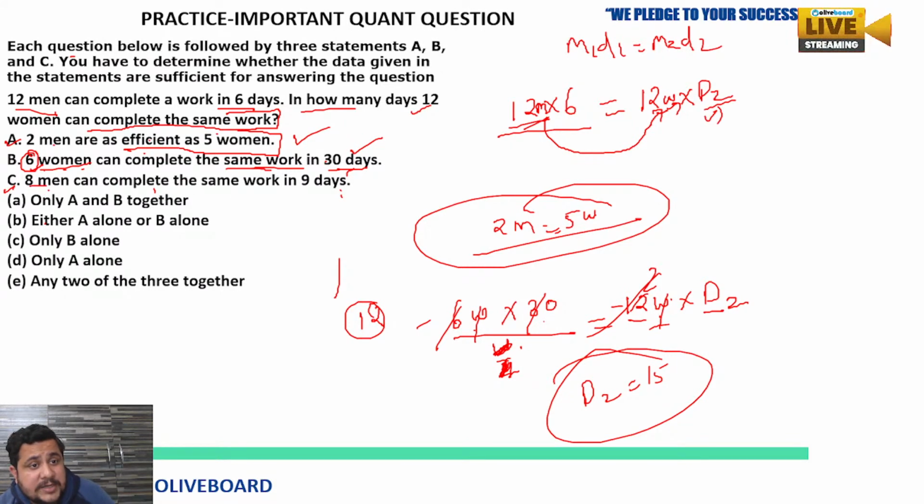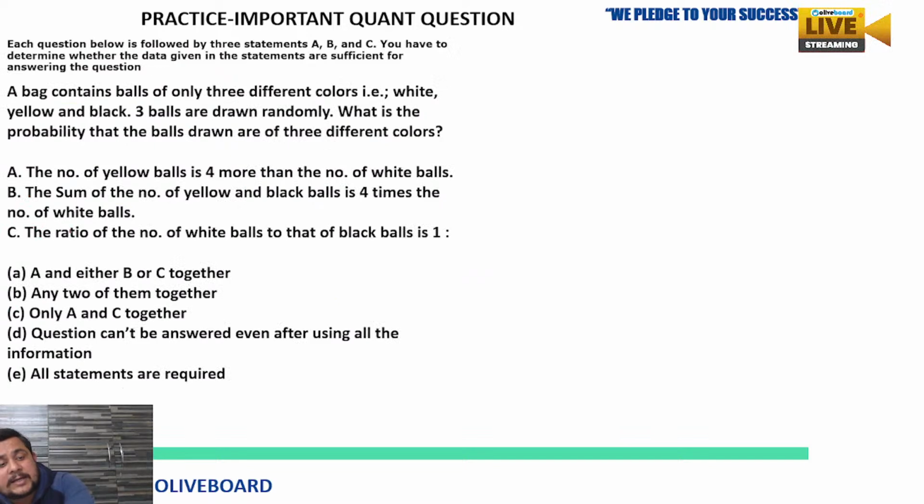Now option C, 8 men can complete the same work in 9 days. So now we are having only men data here, but we need the women. So statement A alone sufficient, statement B alone sufficient, statement C, here only men data is given, so it is not sufficient. So what will we say? Only A and B? No, this one not. Either A alone or B alone is sufficient to answer the question. Option B will be the correct answer here.